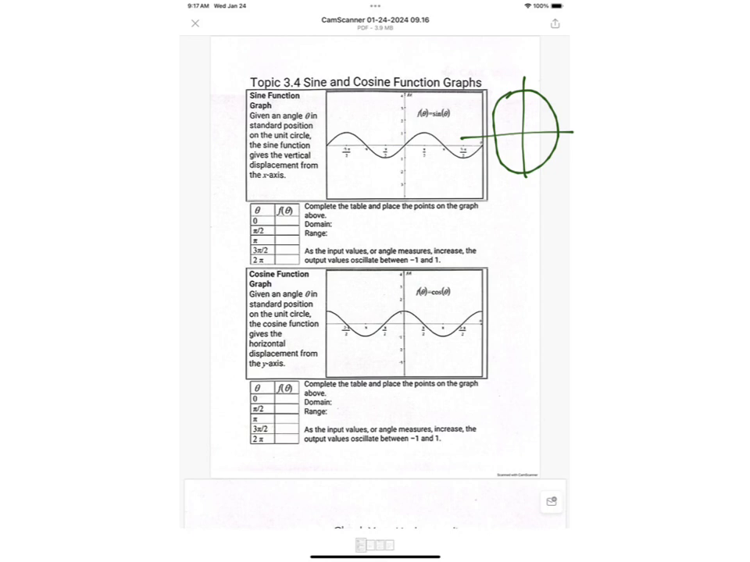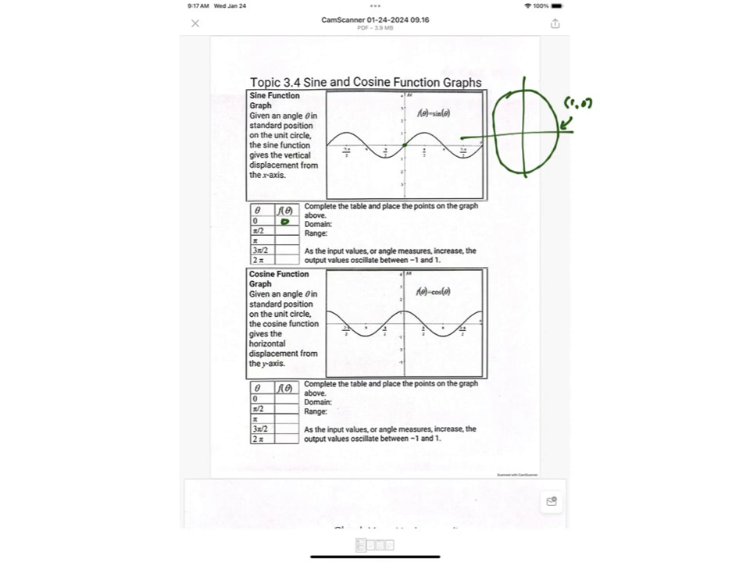So I want to start at 0, or this would be (1, 0) on the unit circle, right? Well, sine of 0 degrees or sine of 0 radians is what? What's the y coordinate at this point? 0. This is (1, 0). So sine of 0 is 0. That's why we plot that point at the origin. So it goes (0, 0).